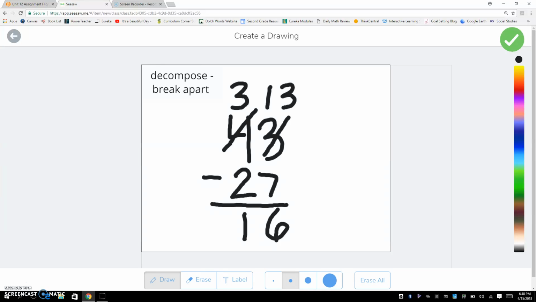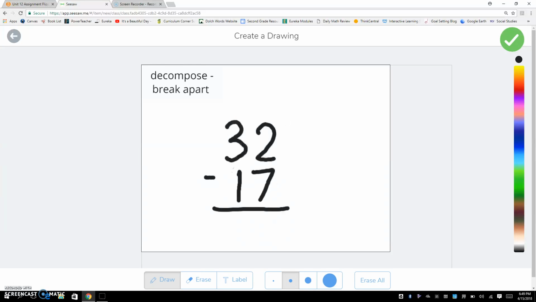Let's try one together. Get your pencil ready. Write this problem down in your notes: 32 minus 17. Make sure you write it up and down, or vertically, like I have it here. Remember, first we look at the ones place. Do you have enough on the top to subtract the bottom number? So it would be 2 minus 7. If you said no, then you are correct. We don't have enough on the top to subtract 7. So what do we need to do? That's right, we need to decompose a 10.